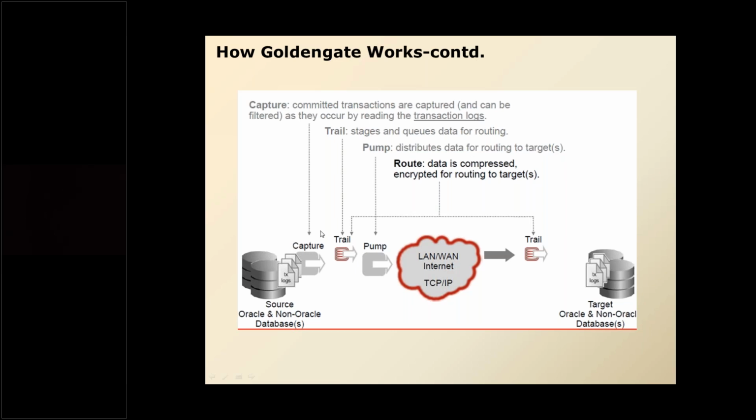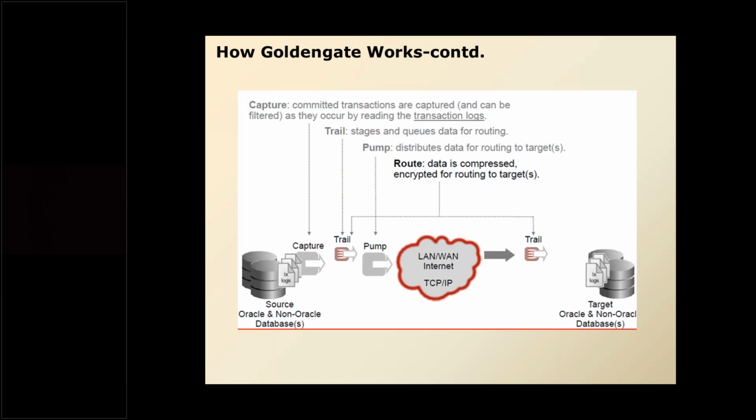So the capture process receives the changes from the transaction logs of the database, captures those changes, and writes them to the local trail. Trail files on the source machine are known as local trail because they are local to the source machine. As soon as data becomes available in the local trail, the Goldengate data pump process reads it out of the local trail, sends it over the TCP/IP network, and writes it to the remote trail file on the target machine.